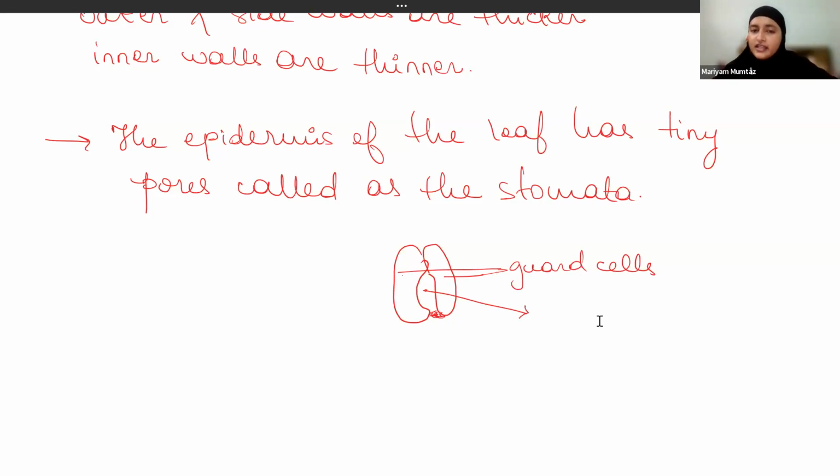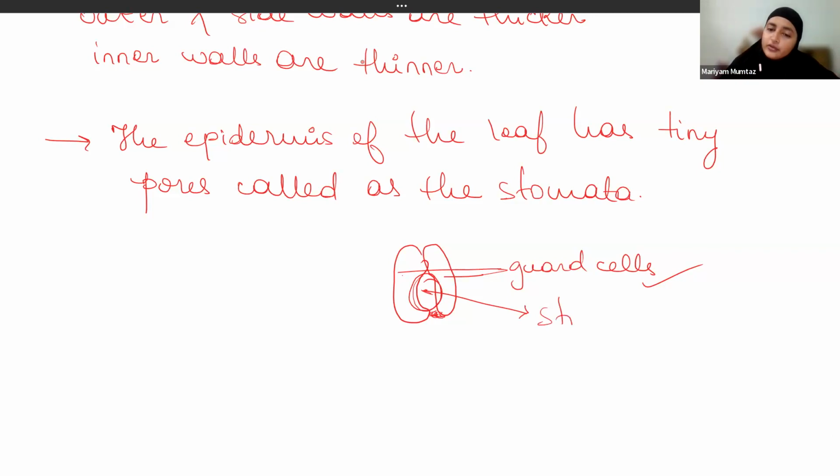See, these kidney-shaped cells are known as the guard cells. Now, I am asking about this part that the guard cells are enclosing like this. What is this part known as? What is it enclosing? Stomata. Yes, correct. It is enclosing the stomata.